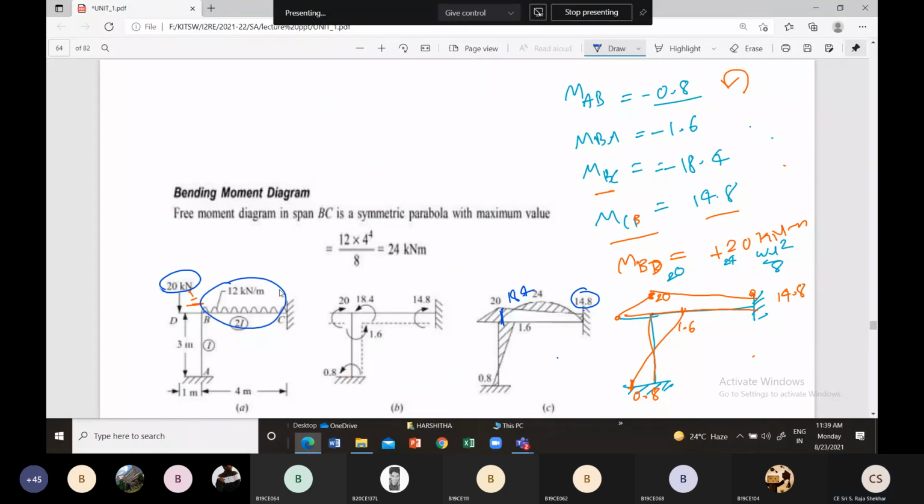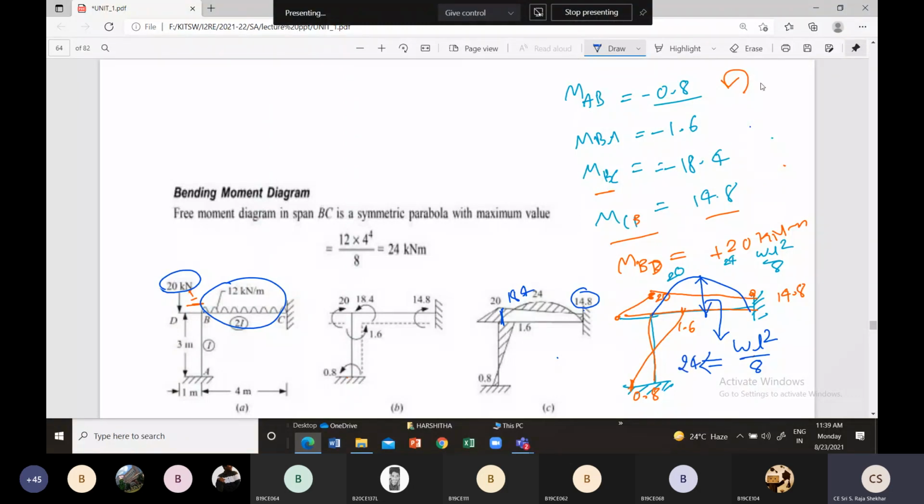That is, we need to draw the bending moment diagram due to uniform distributed load. For uniform distributed load the variation of bending moment is a 2-degree parabola. I need to draw the 2-degree parabola like this. Now we need to calculate the maximum ordinate at center. The formula for the calculation of maximum ordinate is WL square by 8. Substitute W is equal to 12, L is equal to 4, WL square by 8. You're going to get that as 24 kilonewton meter.